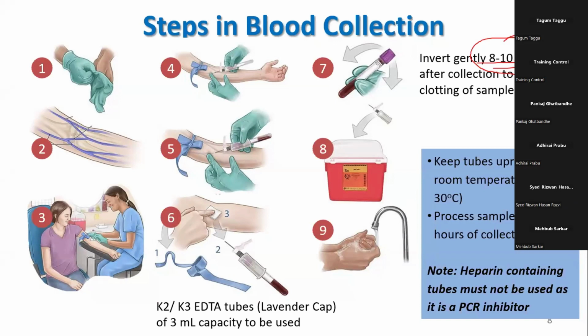Microclots are not visible to our eye. When we put it in the machine, the machine detects the clots and will not give you the result. So the viral load lab will discard the sample. They will ask you for a repeat sample.